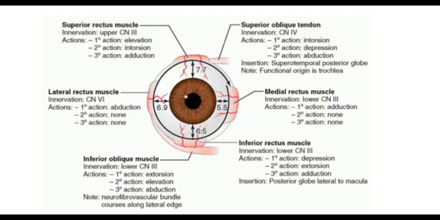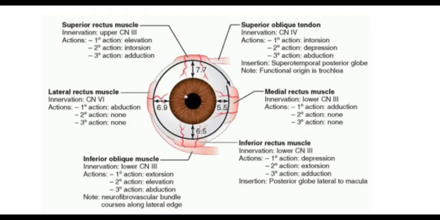Now, let's take a look at the lateral rectus muscles and the medial rectus muscles. Basically, the lateral rectus muscle causes abduction of the eye, and the medial rectus muscle causes adduction of the eye. There is no secondary and there are no tertiary actions for the lateral and the medial rectus muscles. Now, the next one is the superior and the inferior oblique tendons.